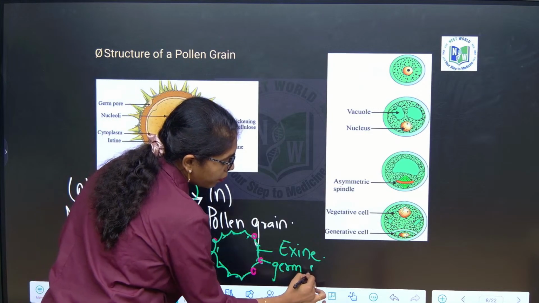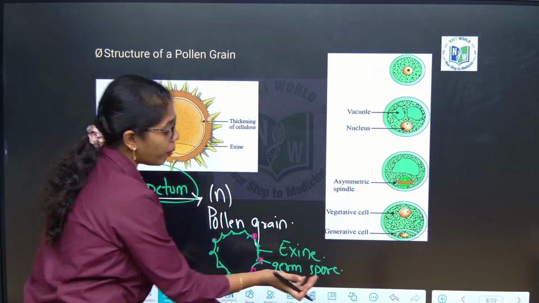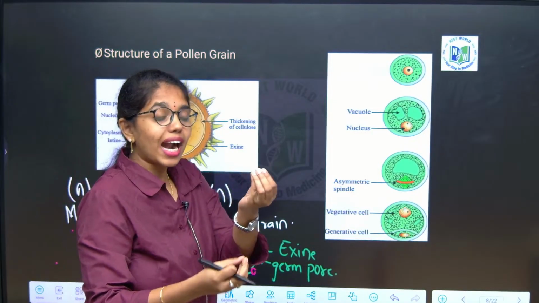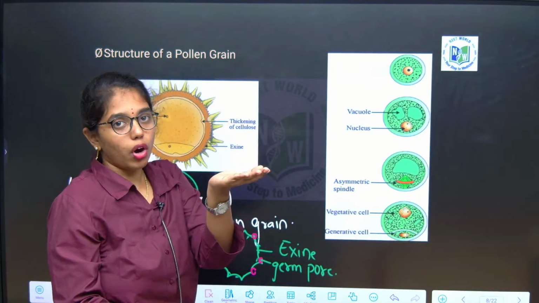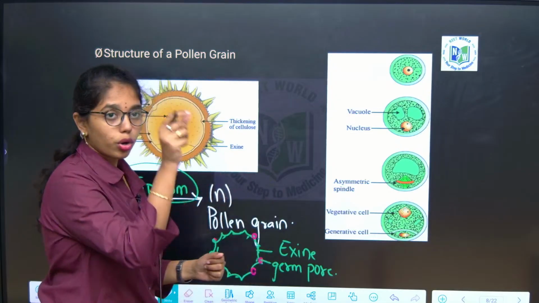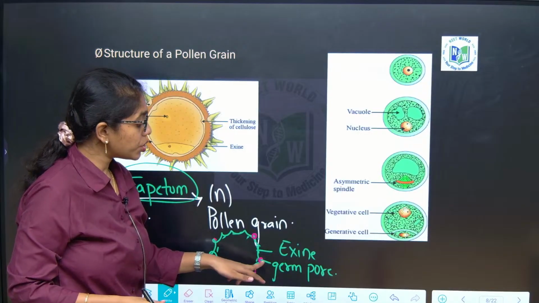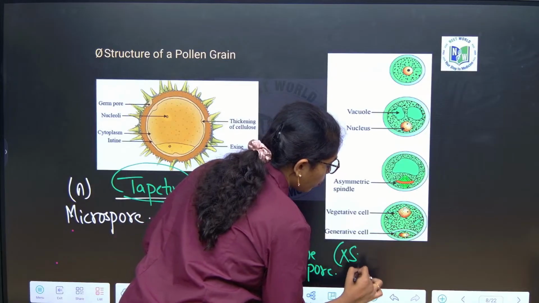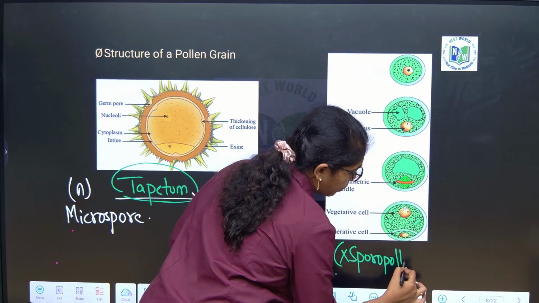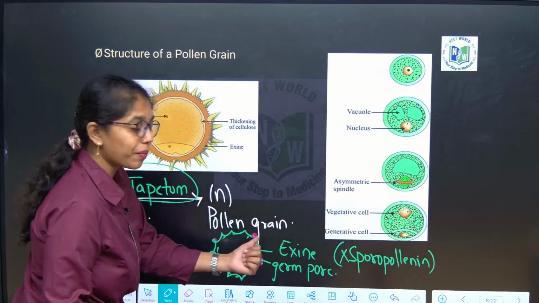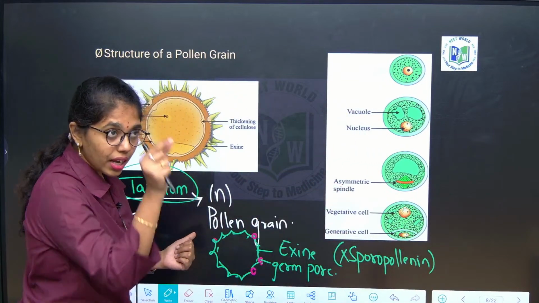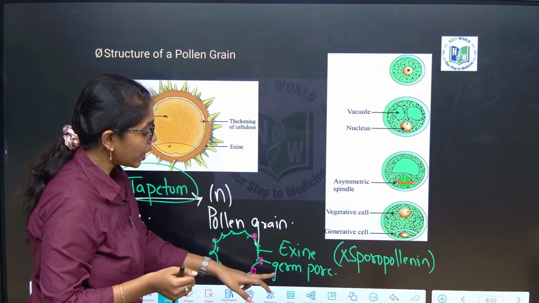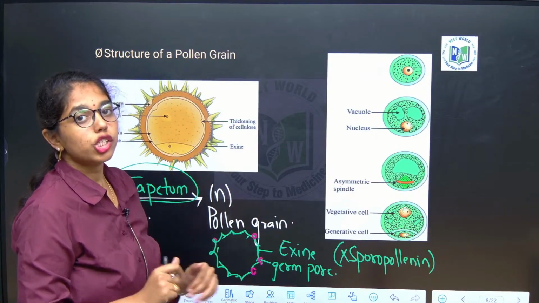Through this germ pore only, the pollen tube development starts once the pollen grain reaches the stigma surface. In the germ pore region of the exine, there is no sporopollenin. Remember that. So, the outer wall layer is made up of sporopollenin, over which germ pores are there, which give rise to the pollen tube once the pollen grain lands on the stigma. That is why the germ pore region does not have sporopollenin.